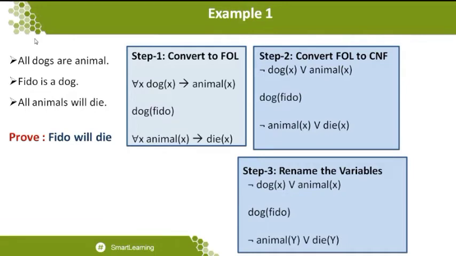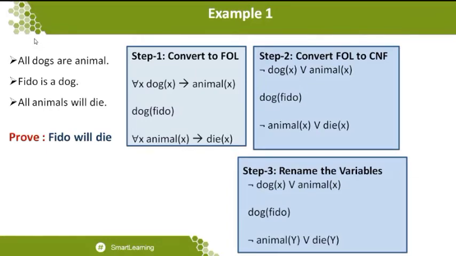When you want to remove the implication, again I'm reminding you of the formula: P implies Q means not of P or Q. So the first part will be called P, followed by the second part, animal of x, which will be called Q. So what substitution should be made? Not of dog of x or animal of x. And dog of Fido is also available.